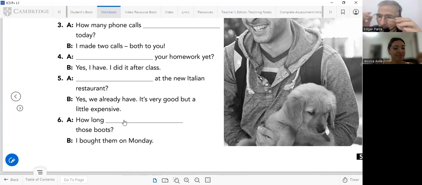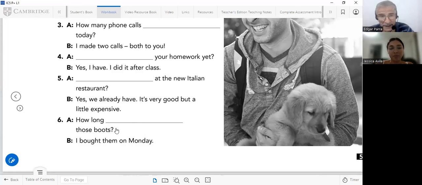What is a simple past auxiliary verb? Is it do, does, did, was, were? Which one is it? Did. So ask a question here by using did.